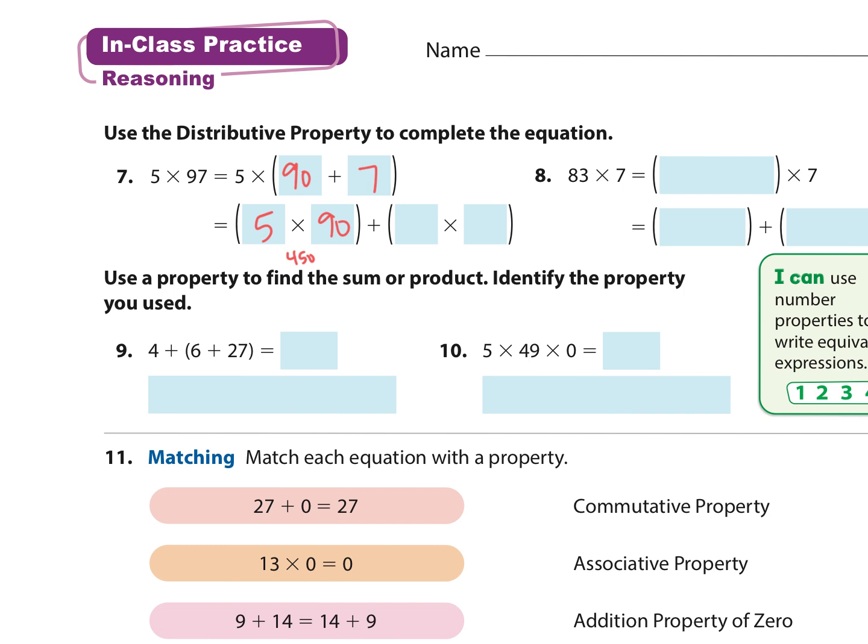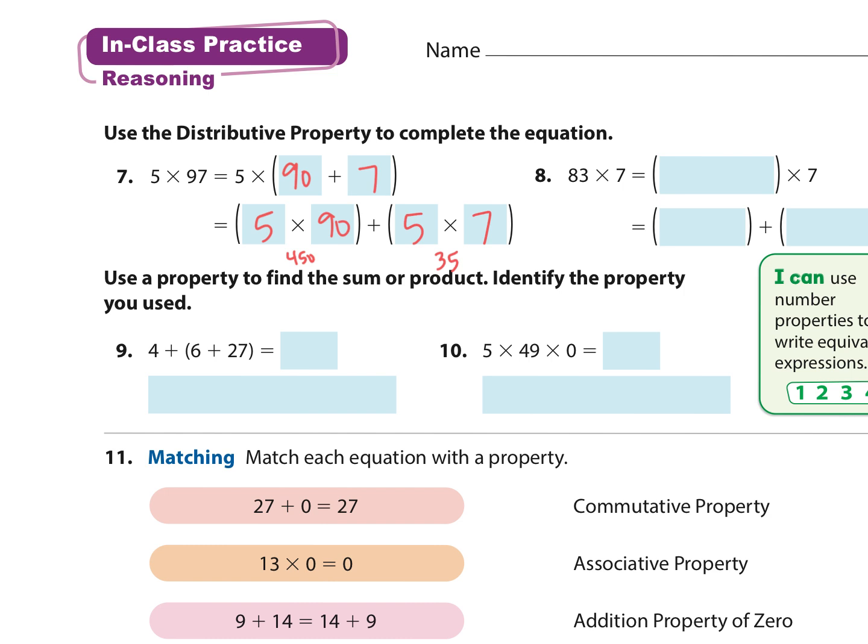And then what is 5 times 7? 35. So mental math, this is fantastic because I can break apart my number. It's a lot easier to do 90 times 5 to get 450, and then you're adding 35. So my total answer would end up being 485. It's not asking for that, but that's how it works. Okay.